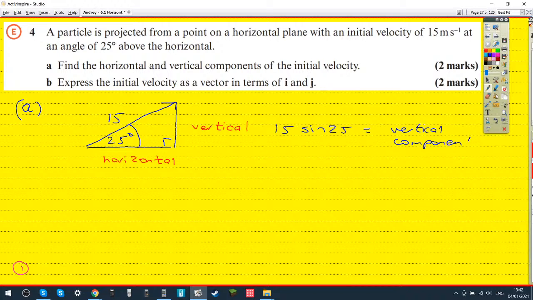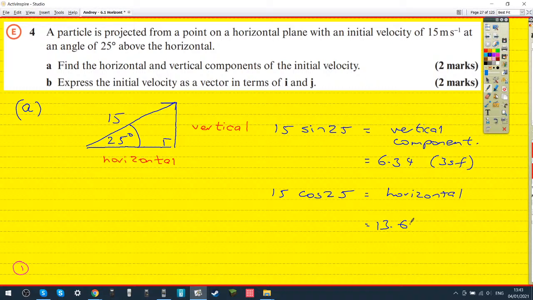And so that'll be 6.34. And now it's cos 25 is equal to adjacent over 15. Mm-hmm. And so it would just be 15 cos 25, which is 13.6.